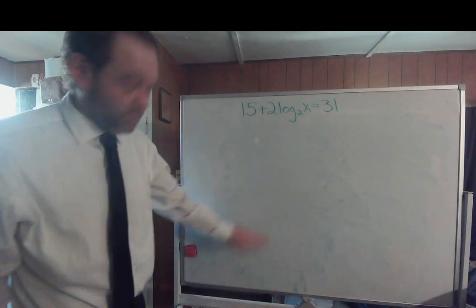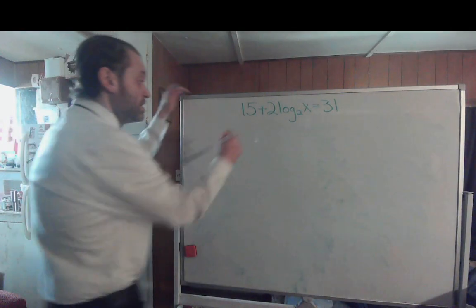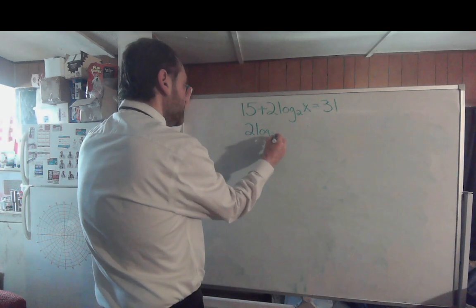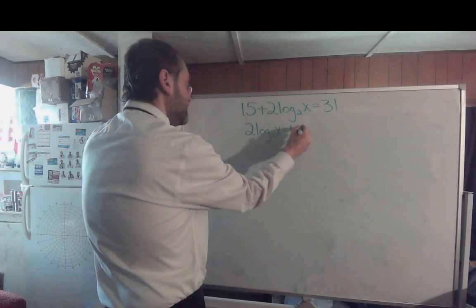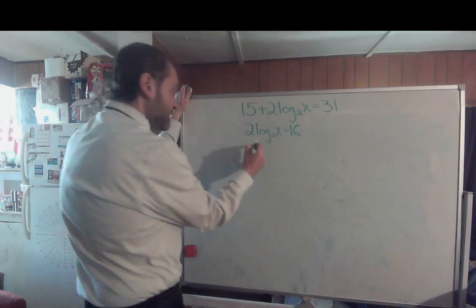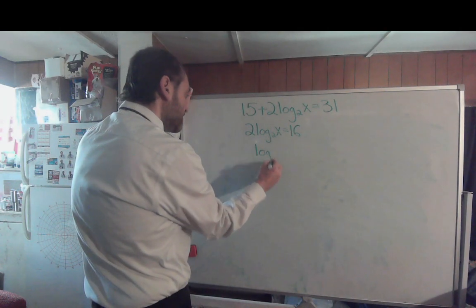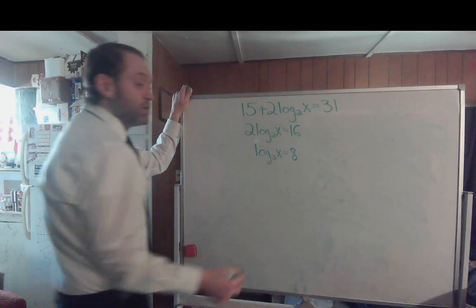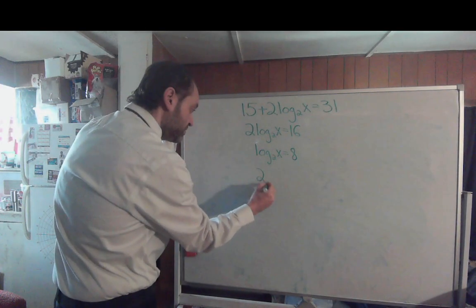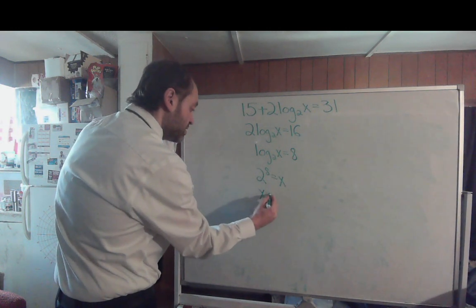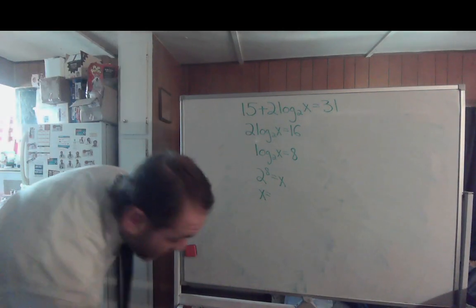Well, let's get that log term by itself. So this is going to look like 2 log base 2 of x equals 16. Then to get the log base 2 of x by itself, we'll end up having log base 2 of x equals 8, which is the same as saying that 2 to the 8th power equals x, which let's now figure out what the heck that is.